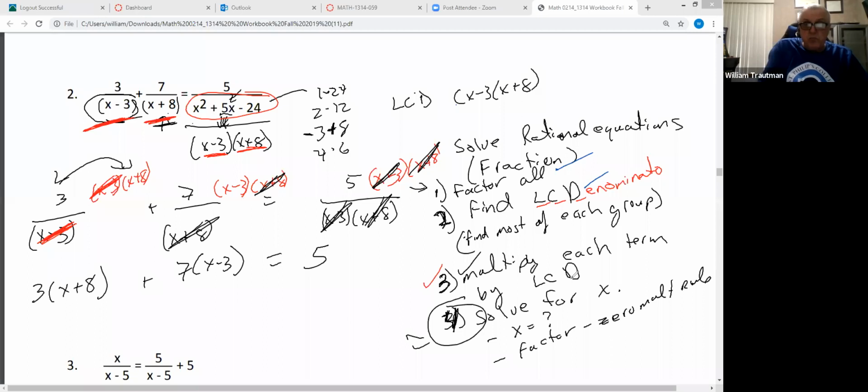All right, so solving for x, step 1, distribute. We have to distribute. And I get 3 times x is 3x. 3 times 8 is 24. 7 times x is a positive 7x. 7 times a negative 3 is a negative 21.